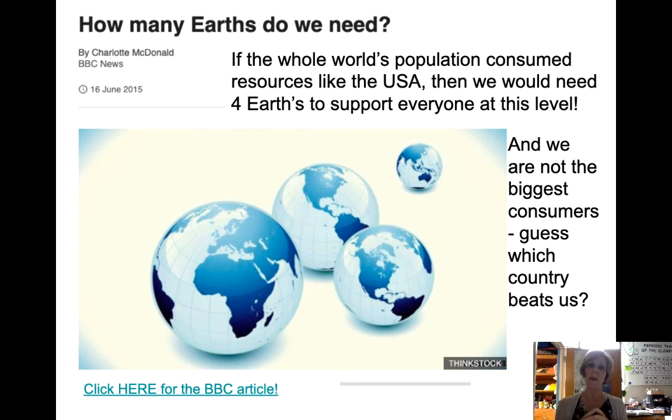Right now, the way that we are consuming resources, if the whole world's population consumed resources like the United States, we would actually need 4 Earths to support everyone. And so as good global citizens, we in the United States need to think about how we can reduce our ecological footprint as the other countries and other peoples are trying to improve their health and wealth. We need to think about the resources on the earth as shared resources for everyone.